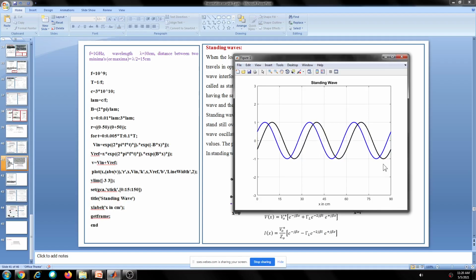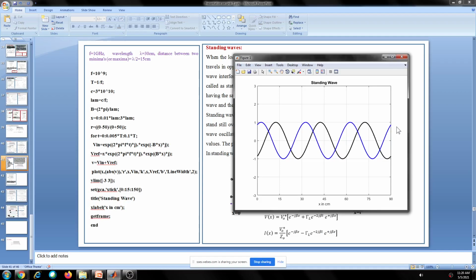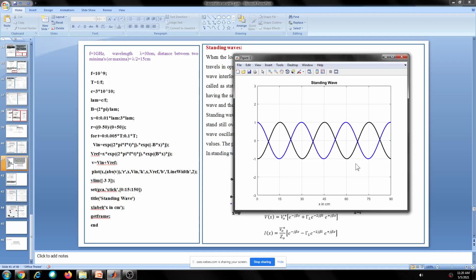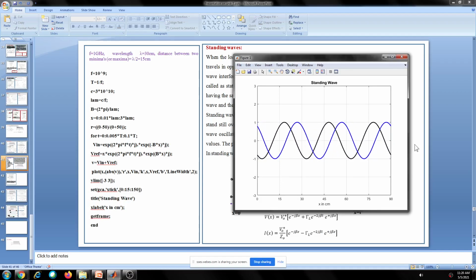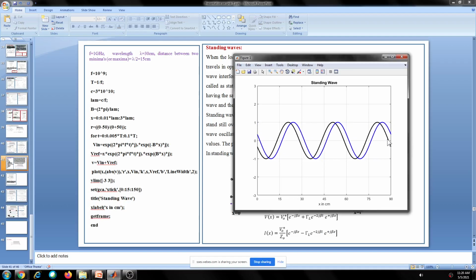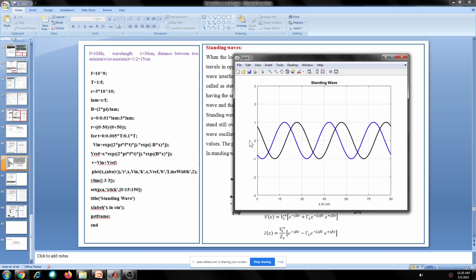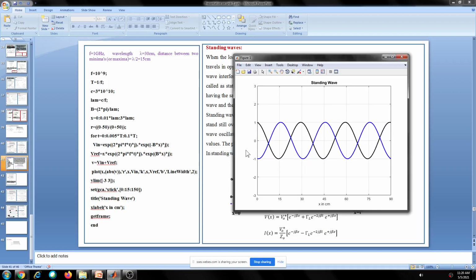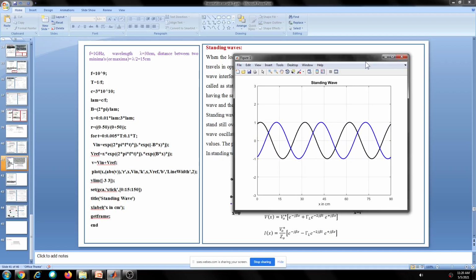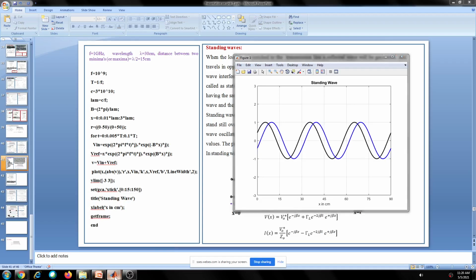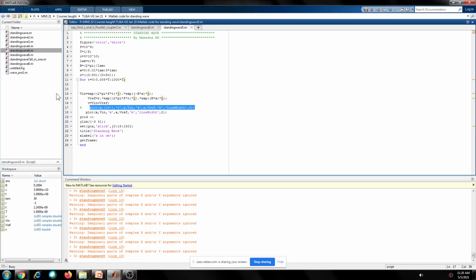So the black wave is moving towards the load side, and the blue one is moving towards the source side. Now, in the MATLAB code that I have written, I took the reflection coefficient, given by R.